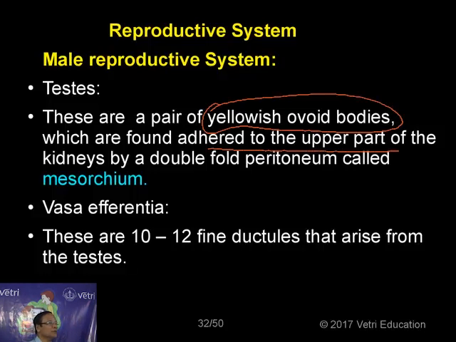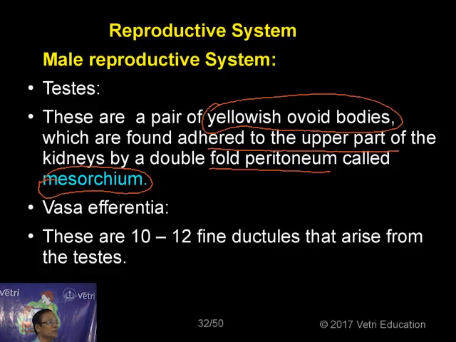That is the connective tissue lining the cavity, along with the ciliated epithelium or the coelomic epithelium. So a double-walled or double-fold peritoneum, and that one is called the mesorchium. So the testis is attached to the anterior end of the kidney or top end of the kidney by a double-fold peritoneum. The name of the peritoneum is called mesorchium.